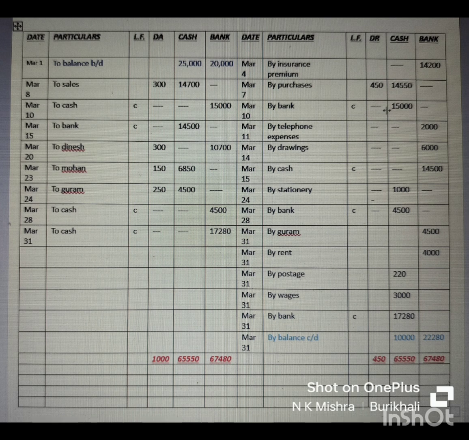March 8, that is also a cash sale. Cash sale is my income. I will show it on the debit side, To Sales. And in this sum it is written to allow cash discount of 2% on sales value.